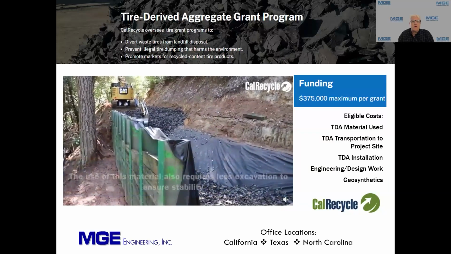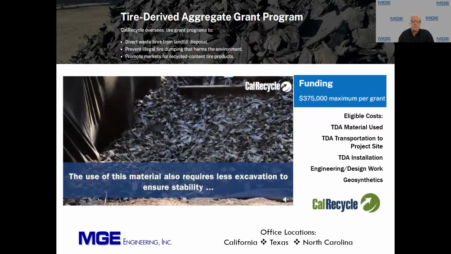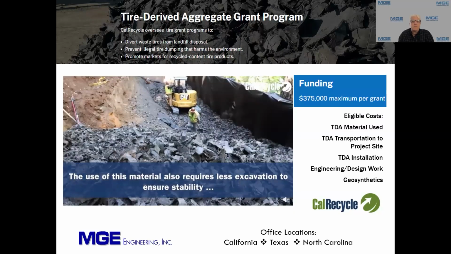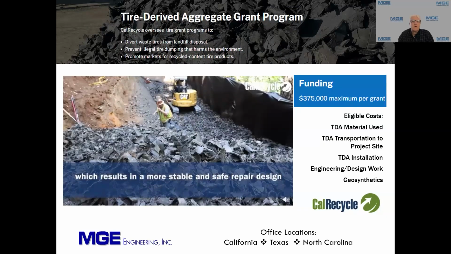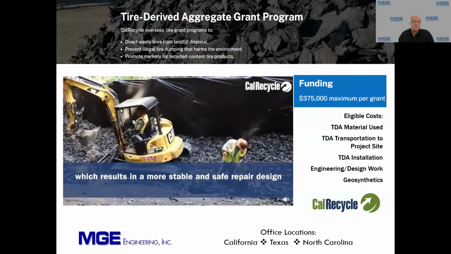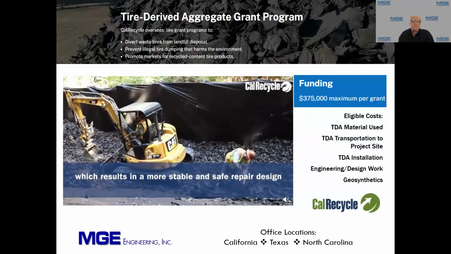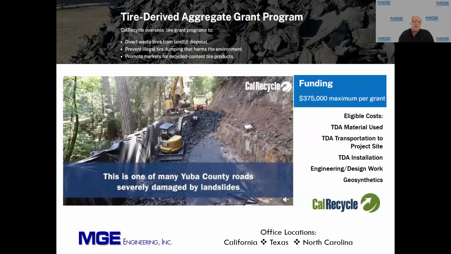One of the great things about using TDA is it is a method specification for compaction, and you do not need to use any water for compacting the TDA material. And this was advantageous for the remote sites that we had. And you can also see the geotextile material on the edge of the wall that was used to wrap the TDA.